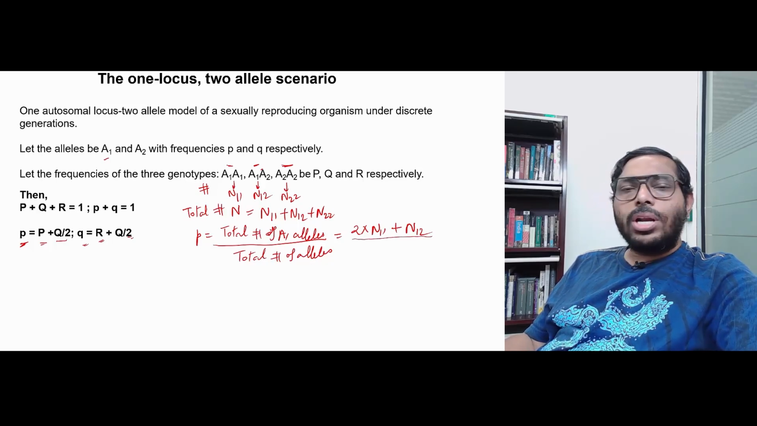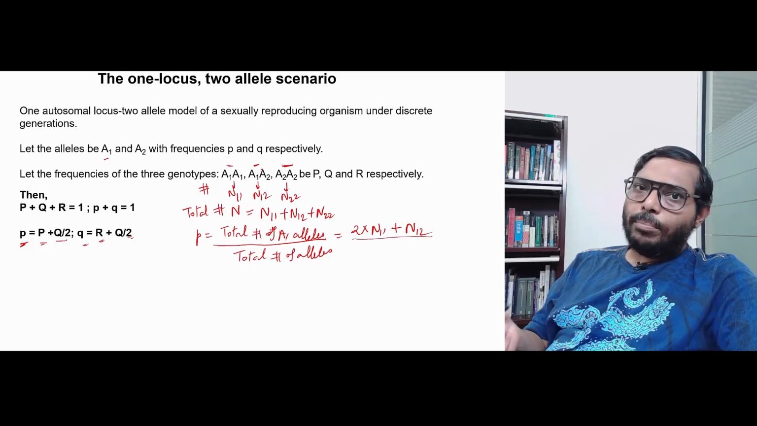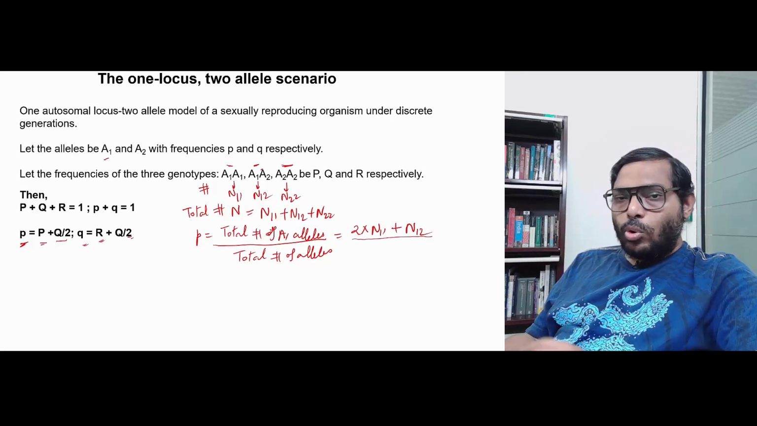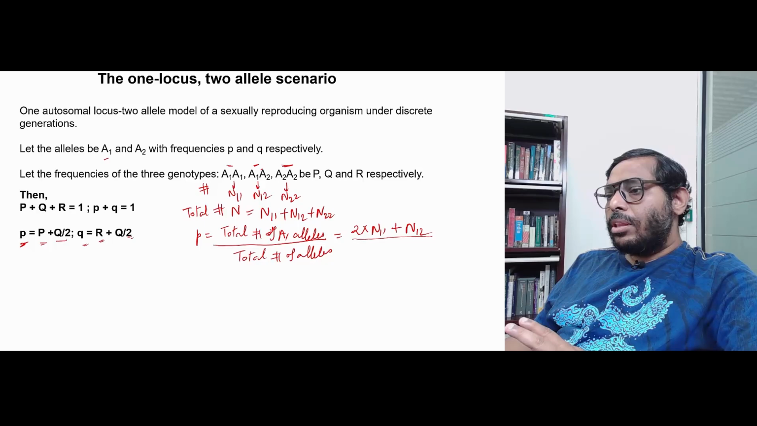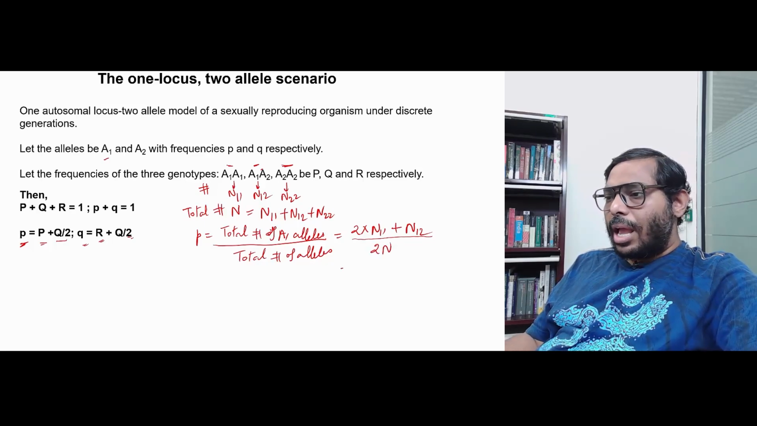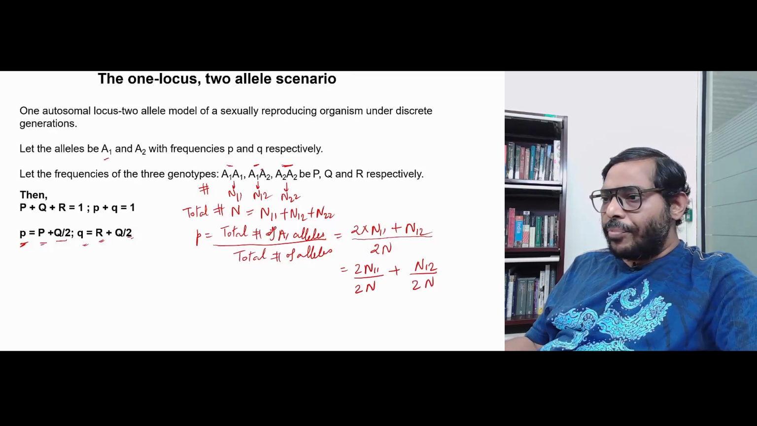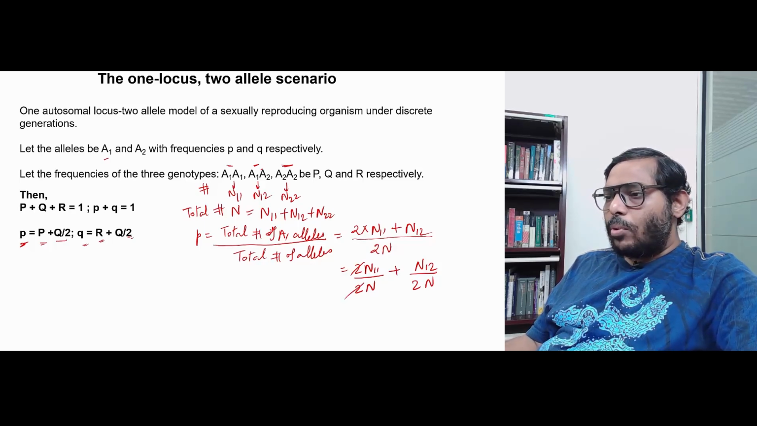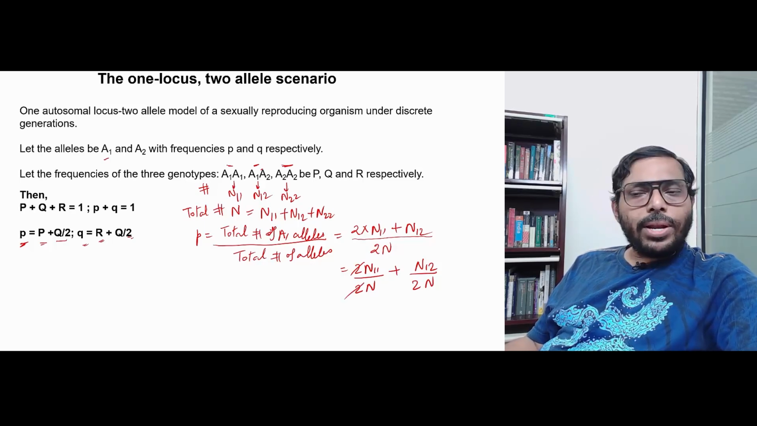What is the total number of alleles? Remember, we are talking about diploid organisms. So, each one of them has 2 copies of any allele, and therefore, the total number of alleles is 2N. Now, this thing I can write as 2N11 divided by 2N plus N12 by 2N, correct. So, this 2 and this 2 get cancelled out. So, this becomes N11 by N plus N12 by 2N.